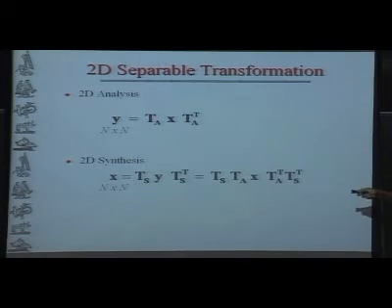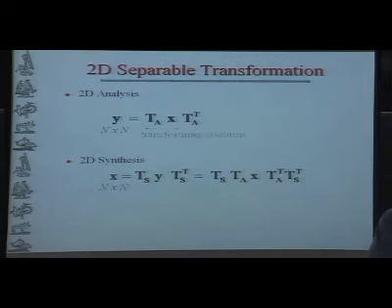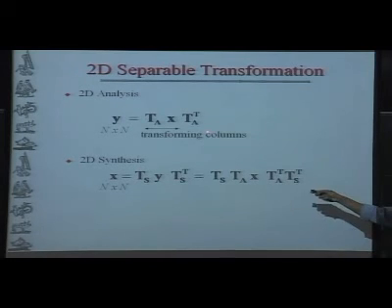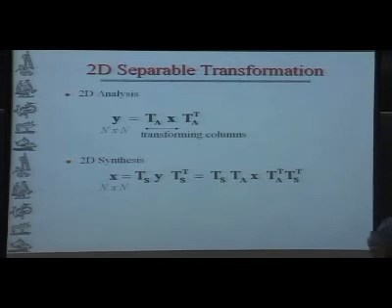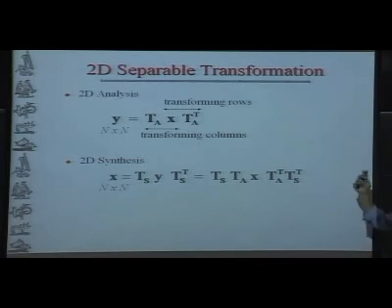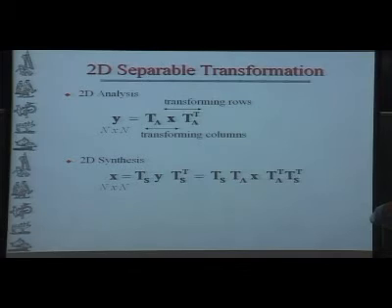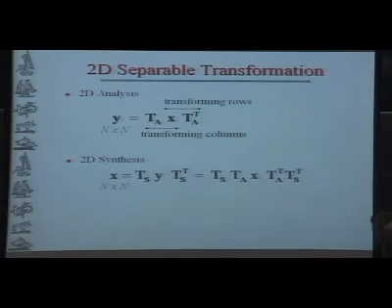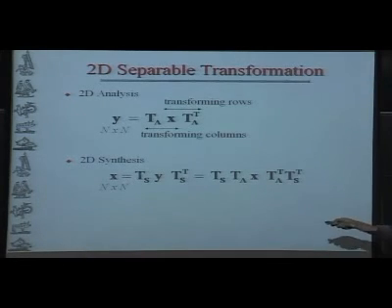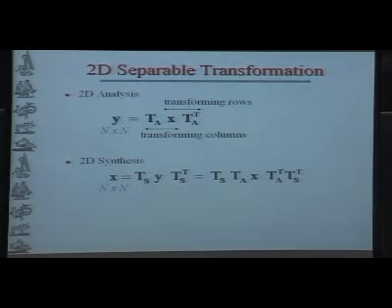So when you do it this way, what it means is that I'm transforming all the columns of X. And then I'm transforming all the rows of X. So if it's 8 by 8, I have to do the transform 16 times, right? Transform all 8 columns, and then transform 8 rows, separately. And in the synthesis, if I do this, I'm fine, right?